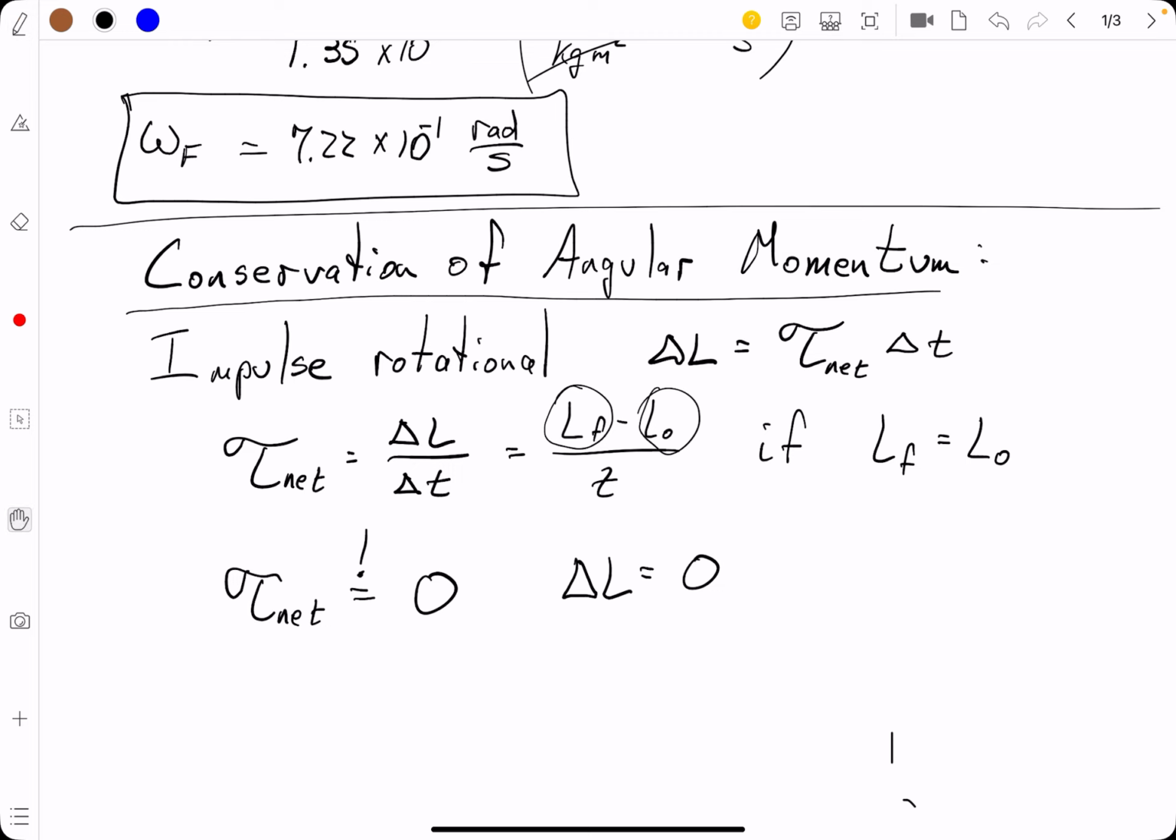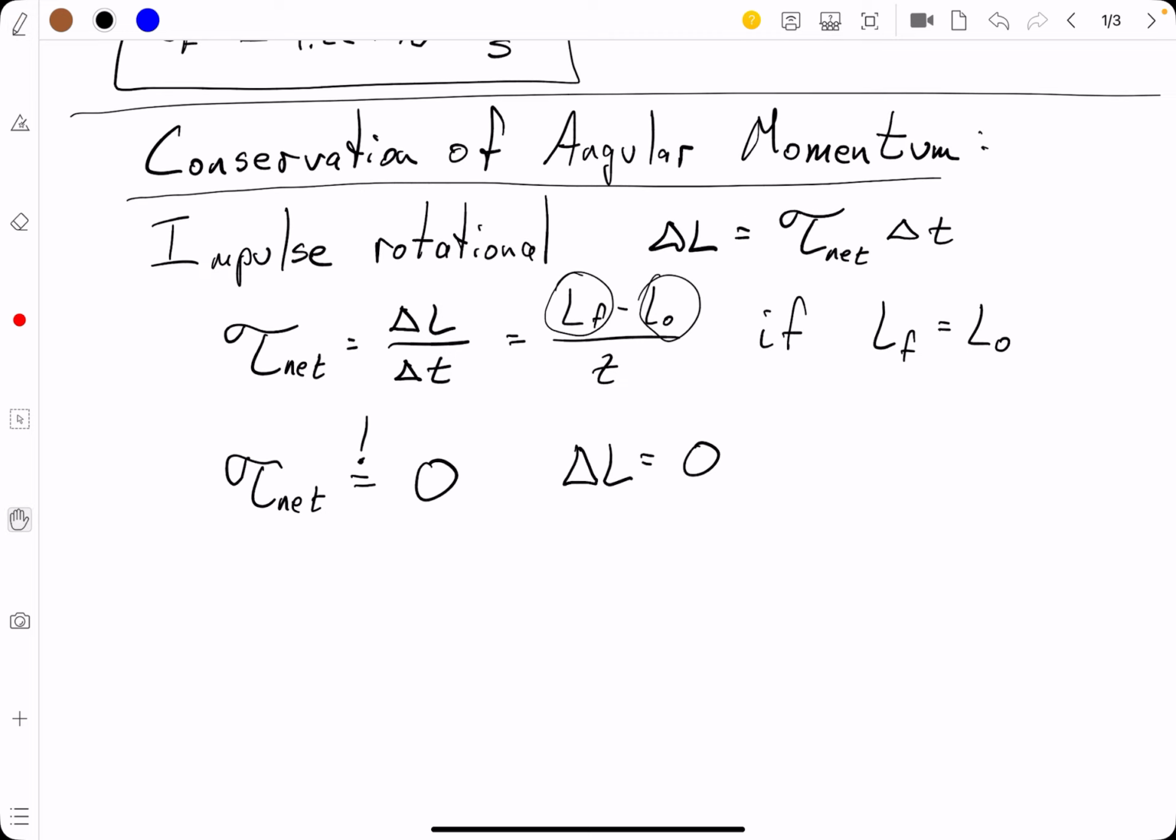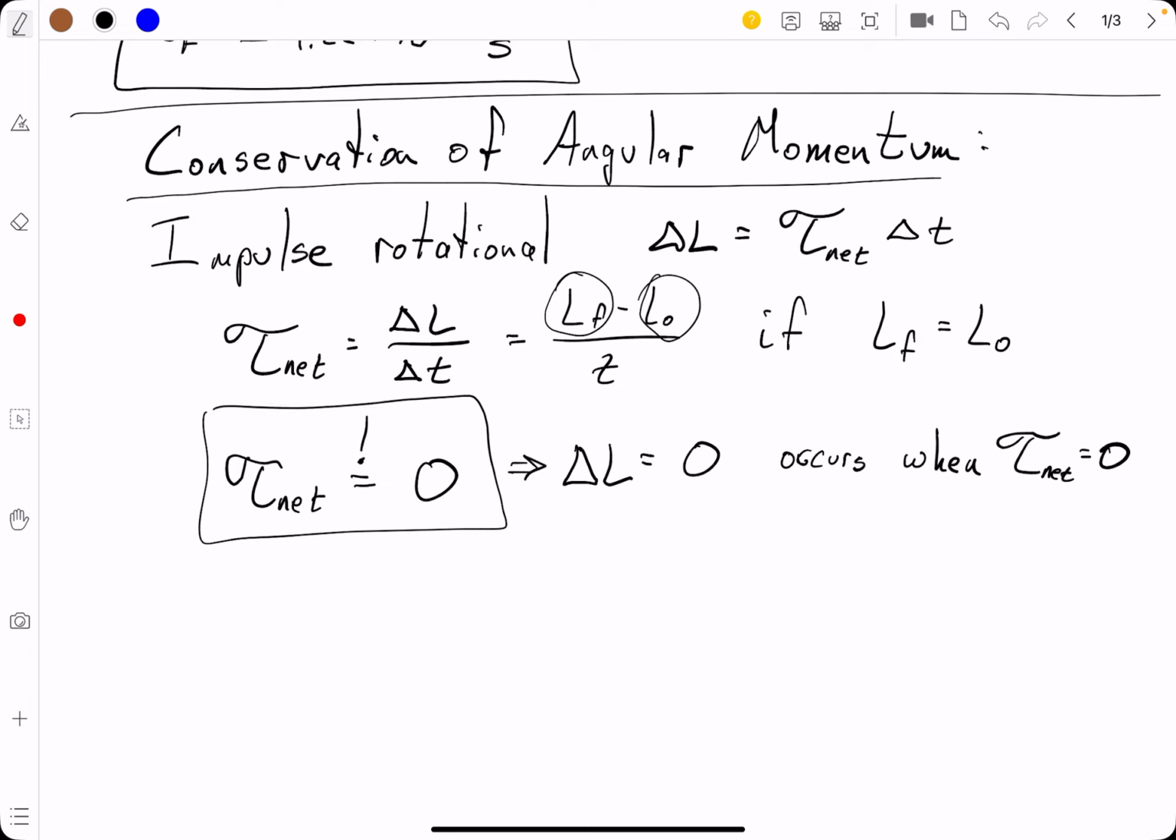If you don't have any forces acting, then you're going to maintain momentum, okay? So same thing. If you throw a torque on there, your conservation of angular momentum disappears, all right? So this only occurs when torque net equals 0. Okay? So this is huge. That will give us our conservation of angular momentum.